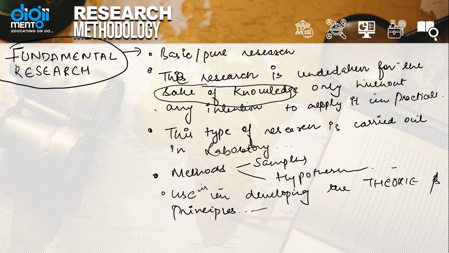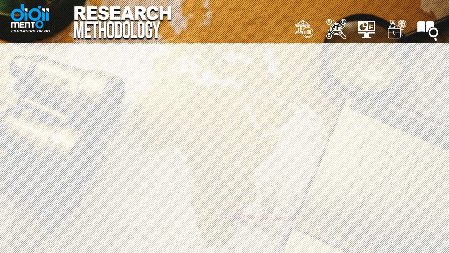He just wants to take the knowledge, and this type of research is basically conducted in the laboratory, just like we already discussed, in a psychological laboratory. And different methods we are using, like sampling, hypothesis testing and all. And what is the usage of fundamental research? We use this kind of research in building theories and principles. Okay, that's it. Now the next one is applied research.